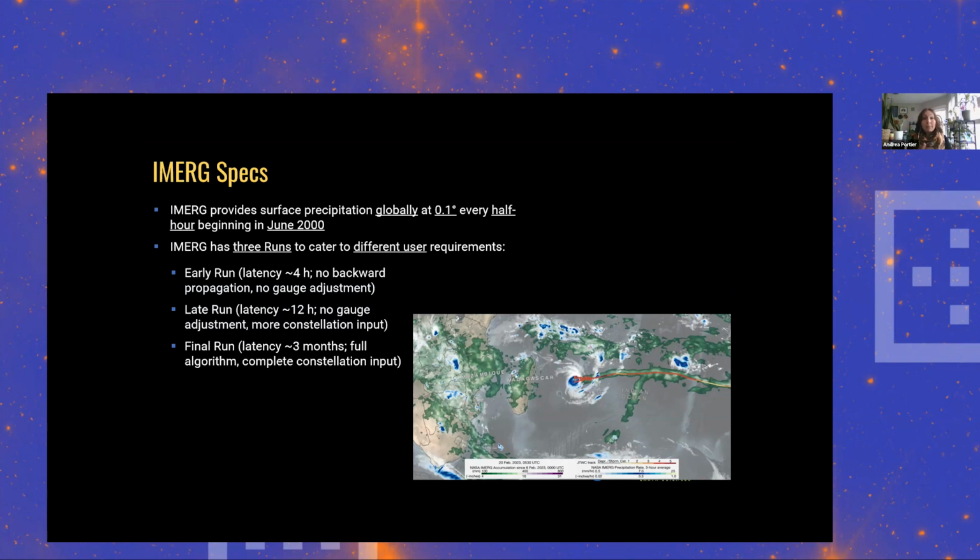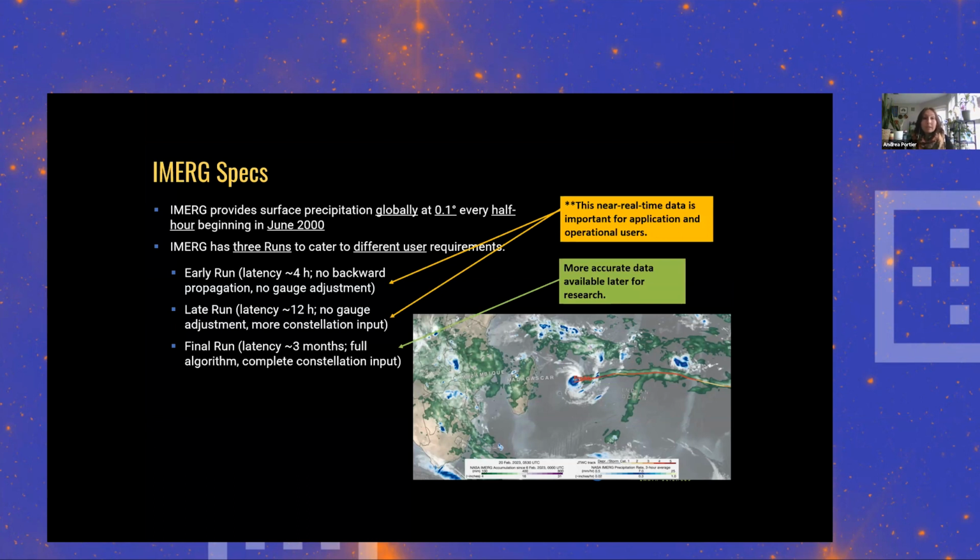And then you have the IMERG final product that comes in about 3 to 3.5 months after observations, with the full algorithm development, with a complete input of constellation estimates and monthly gauge adjustments. So it's what you could call probably the most accurate out of all 3 products. However, the latency is longer.